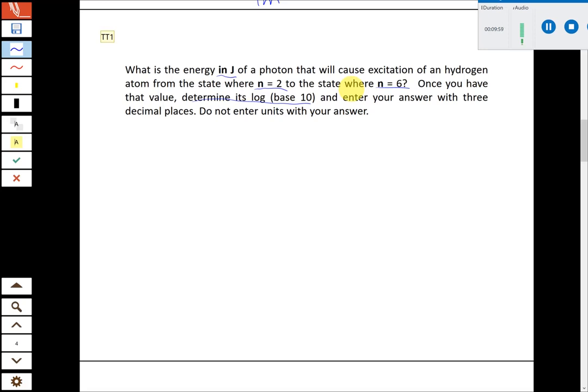So we're clearly dealing with the Bohr model here. We have a hydrogen atom, two different n values. So we should immediately zone in on this equation, which is the change in energy for a hydrogen atom as we go between two energy levels. So it's going to be minus 2.18 times 10 to the minus 18 joules, and then 1 over nf squared minus 1 over ni squared, where nf is going to be the final value of n that we go to, ni is the value of n that we're starting with.